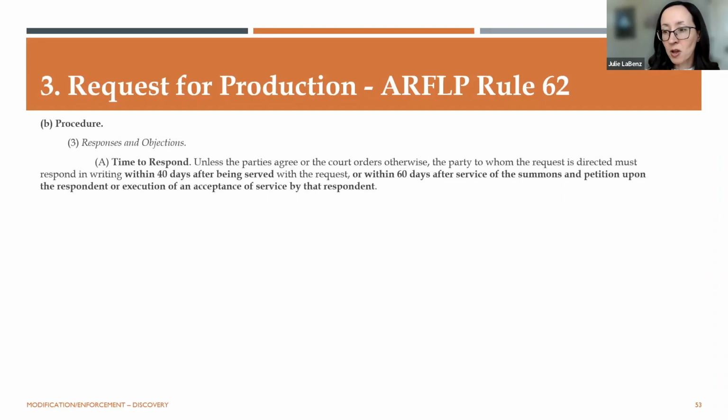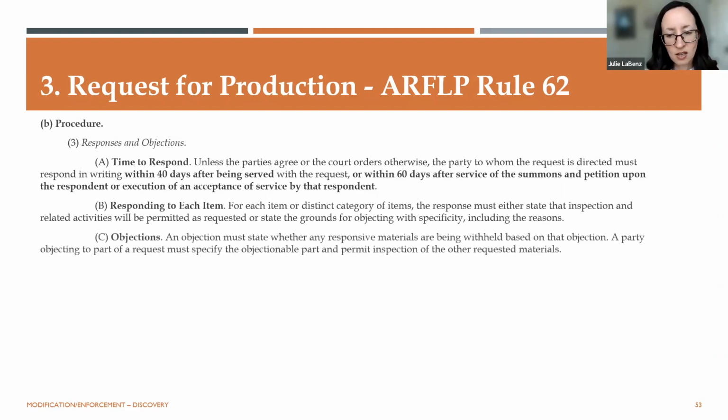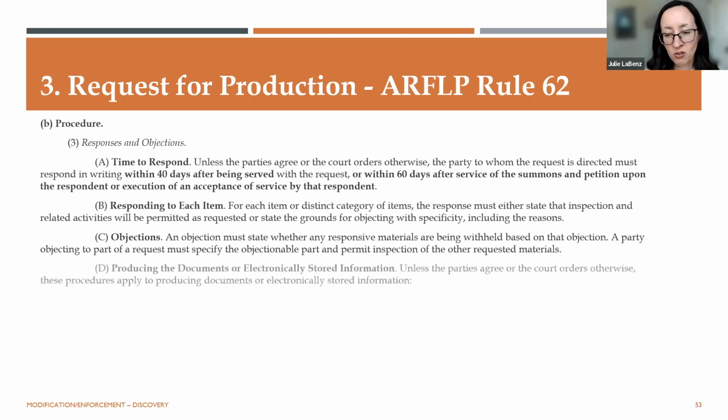There's 40 days to respond, plus the 5 days for mailing, or 60 days if the request for production was served with the petition. For each item or distinct category of items, the response must either state that inspection or production will be permitted, or state the grounds for objecting and include the reasons. An objection must state whether any responsive materials are being withheld. And a party objecting to part of a request must specify the objectionable part and permit inspection of other requested materials.